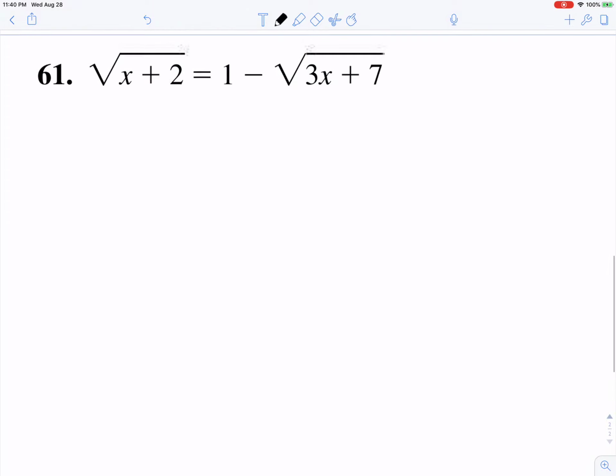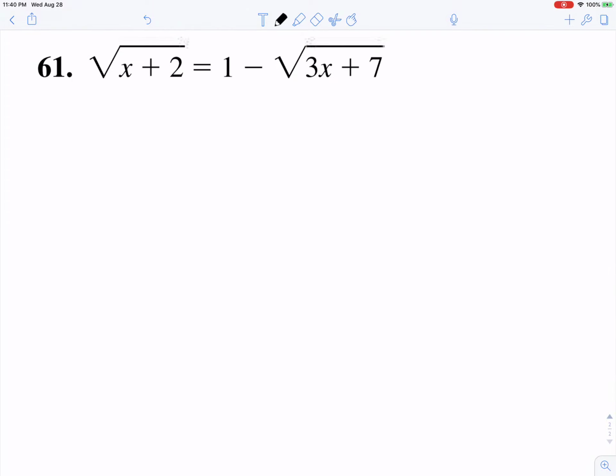We have this question from College Algebra. It comes from section 1.6, question 61 from the back of that section. We're asked to solve this equation. So this is an example of solving radical equations.